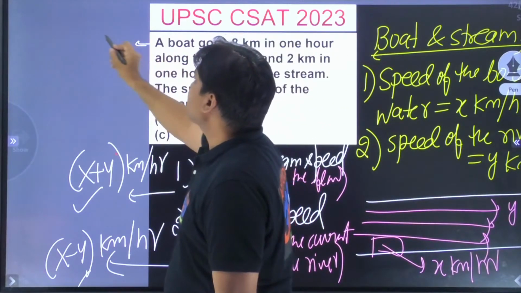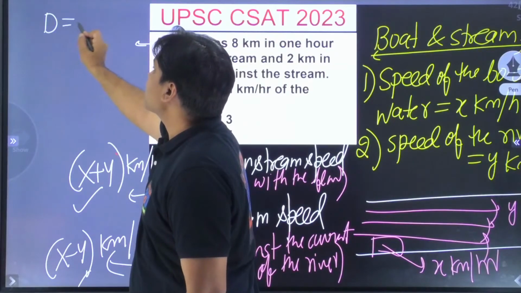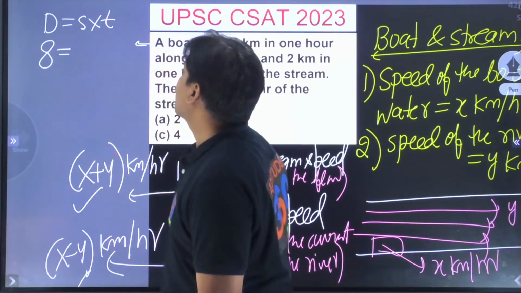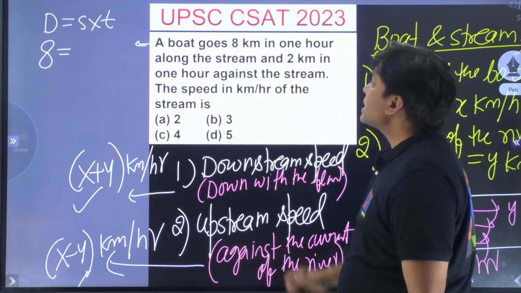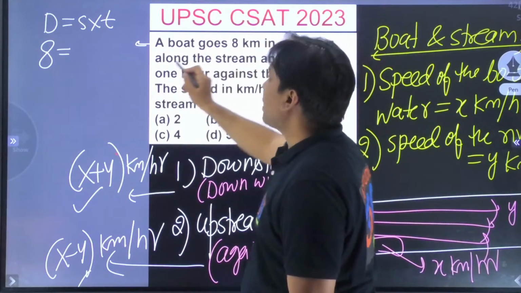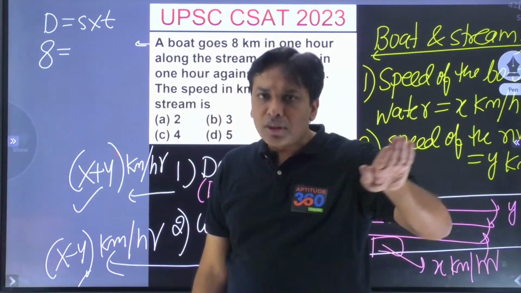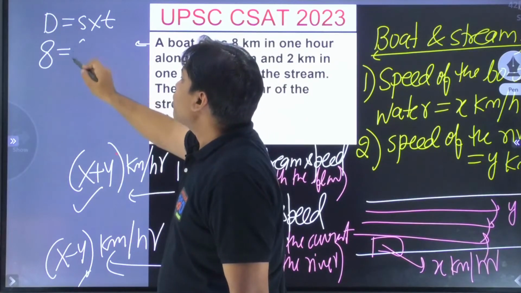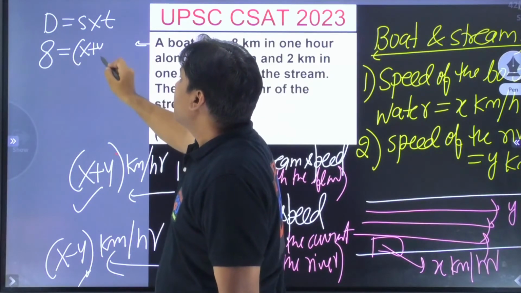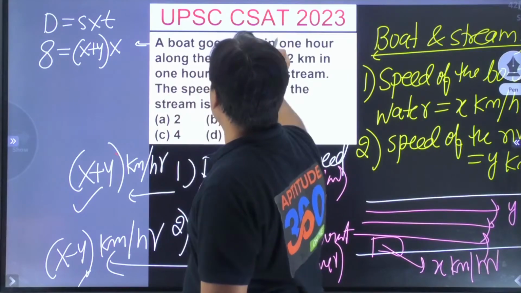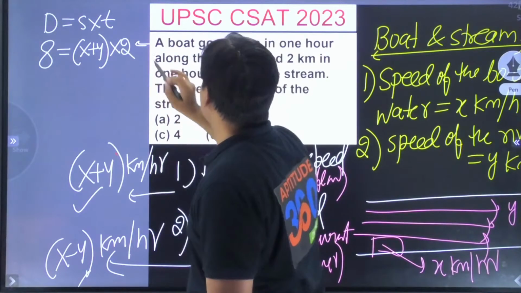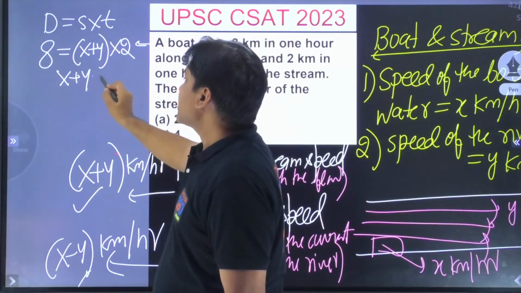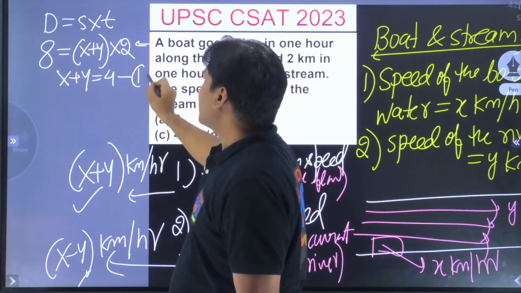The first one, distance is equal to speed into time. How many kilometers? 8 kilometers. What is the speed? What is 1 hour along the stream? Along the stream का मतलब जिस दिशा में नदी बहता है उसी दिशा में, is it not? So that comes out as what? X plus y. And what is the time that they have given you? It is 2 hours. So can we find out what is the value of x plus y? It is 4. Maybe this is equation number 1.